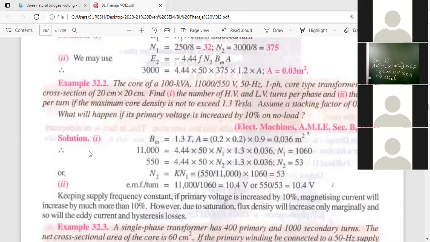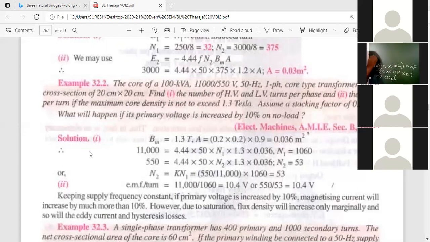High number of turns is the high voltage, HV, and low number of turns is the low voltage, LV. HV means high voltage, LV means low voltage. Here, which winding is the high voltage? Primary, N1. Primary winding.